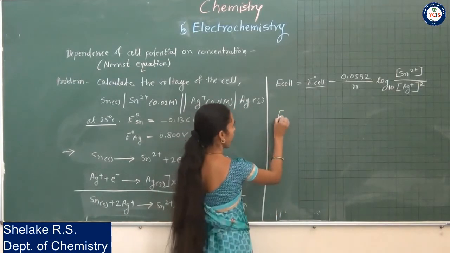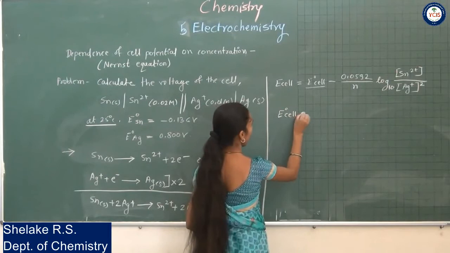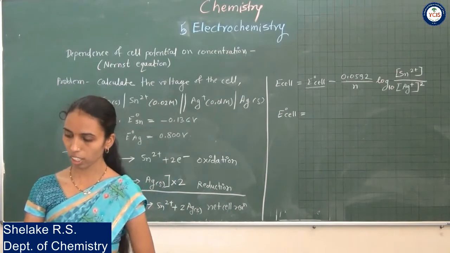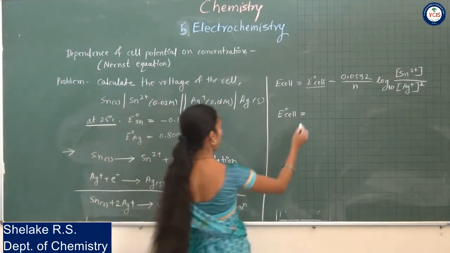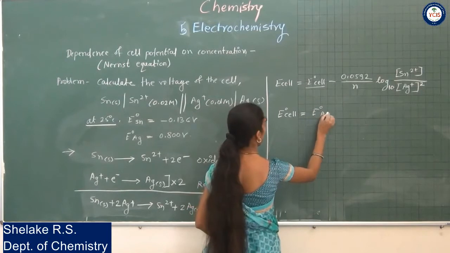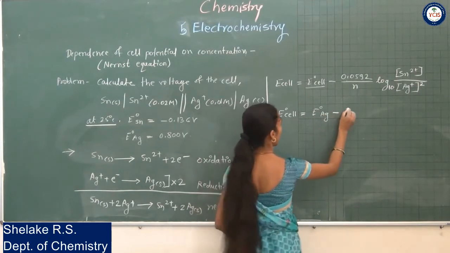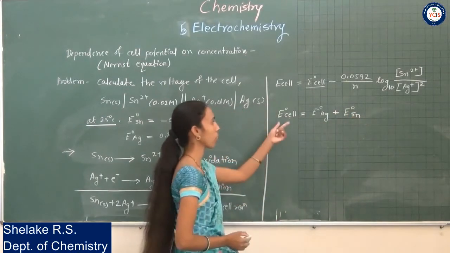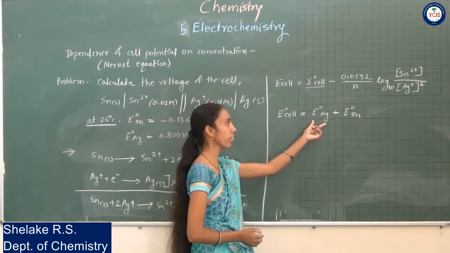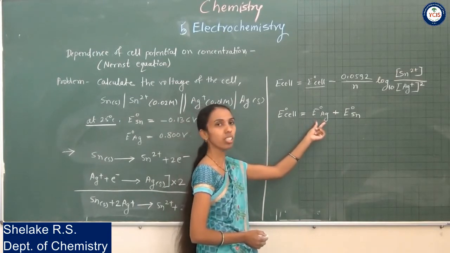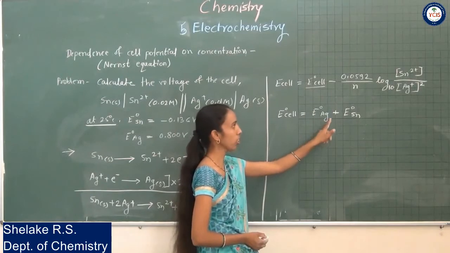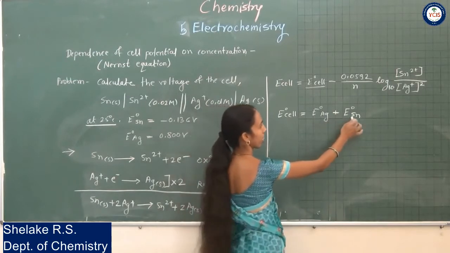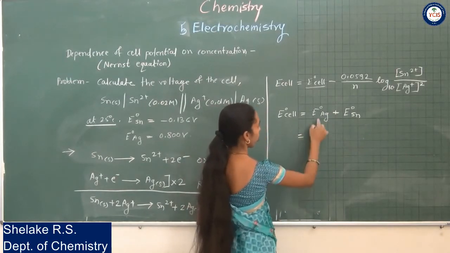To find the E0 cell, how we can find out the E0 cell? That we have studied the formula. E0 cell is nothing but what? E0 Ag plus E0 Sn. आताच आपण फॉर्म्युला बघितला होता स्टँडर्ड सेल पोटेन्शियल साठी काय होतं? E0 रिडक्शन ॲट कॅथोड प्लस E0 रिडक्शन ॲट एनोड. ओके, मी इथे Ag हा कॅथोड आहे, Sn हा एनोड आहे.